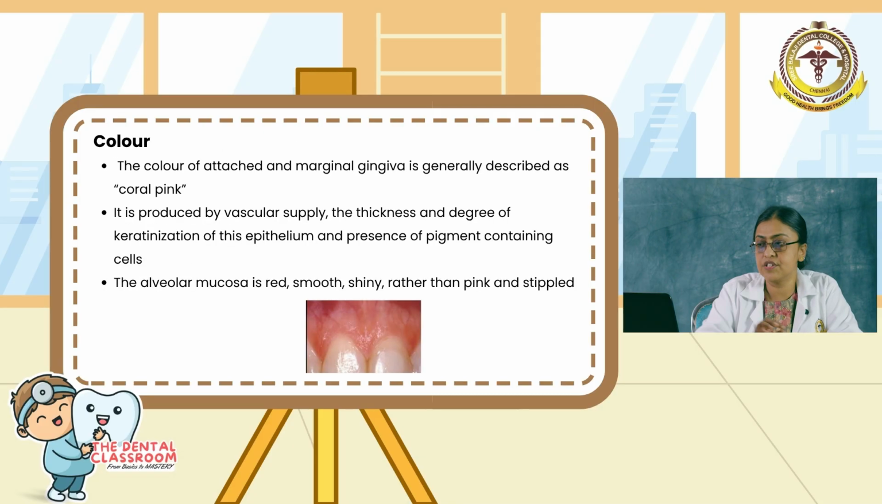Moving on to the color of the gingiva. The color of the attached and marginal gingiva is generally described as coral pink. It is produced by the vascular supply, the thickness and degree of keratinization of the epithelium, and the presence of pigment-containing cells. The alveolar mucosa is red, smooth and shiny rather than pink and stippled.